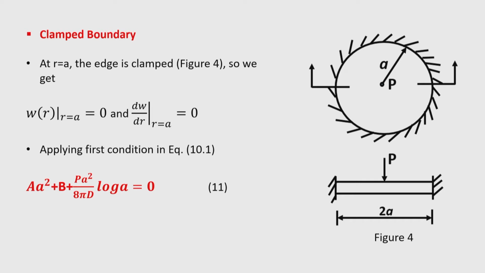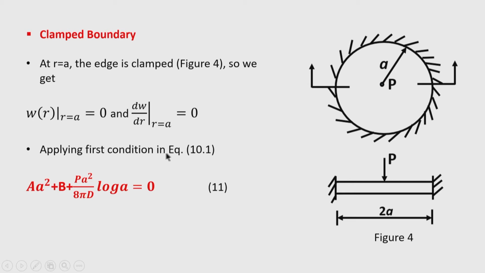So, in that case let us find out the maximum deflection, bending moment, etc. At r is equal to a, the edge is clamped. So, the limit of the plate is from 0 to a, where a is the radius of the plate, see this figure. Therefore, we get the deflection at the boundary is 0 and the slope at the boundary is 0 along the radius for the clamped condition.